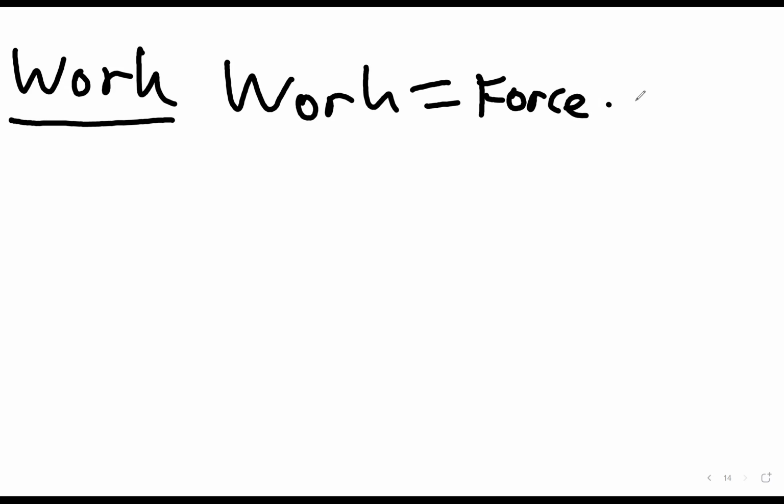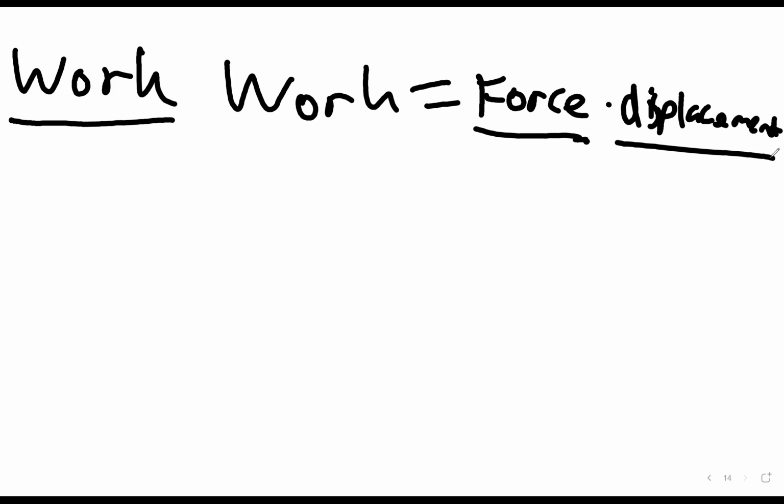The basic formula for the work is that work equals force multiplied by the displacement. Of course, if the force is constant, then you simply multiply the value of the force, which is a constant. The displacement will be the difference between the initial and the end point of the object.